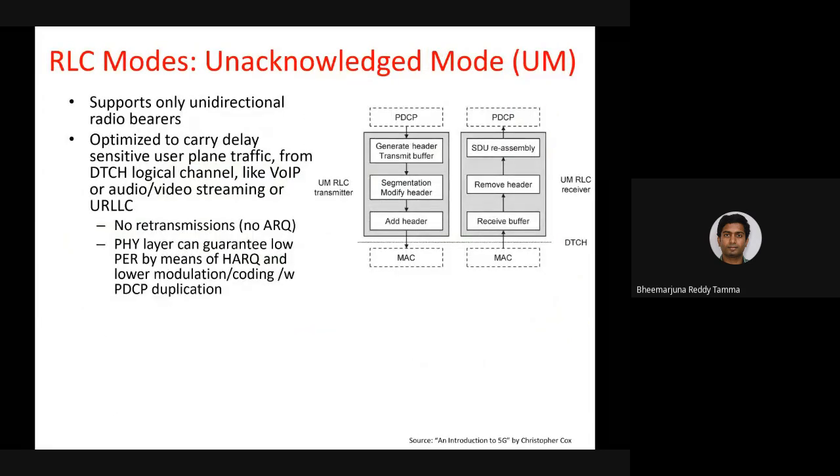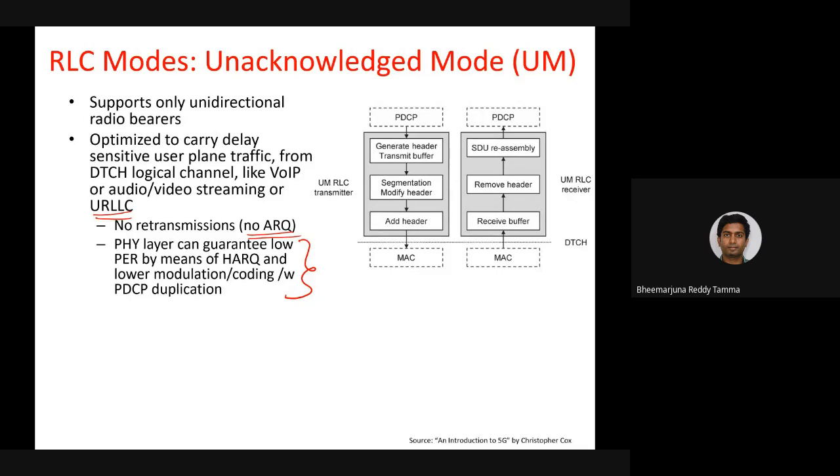Then we have the unacknowledged mode. As the name says, this is also not meant for reliable delivery because there are no acknowledgements involved here, but we use it for sending application traffic that is sensitive to delay. Like I was mentioning, for voice over IP or video conferencing, or you can also use it for RLC traffic. And here also, because it is unacknowledged mode, there is no ARQ involved. But the physical layer can guarantee the low bit rate by means of hybrid ARQ and using a lower modulation and coding scheme with PDCP duplication.